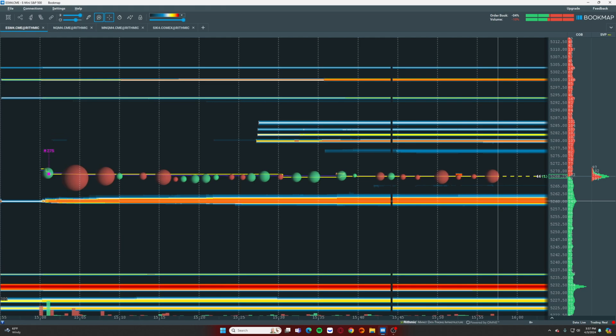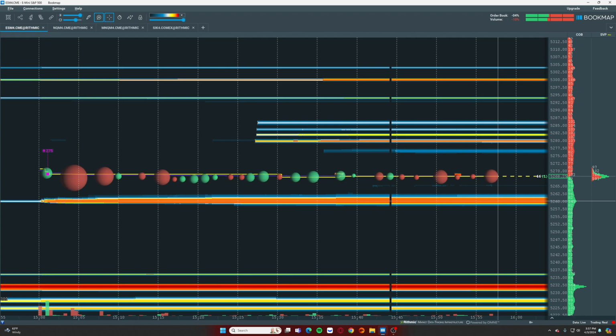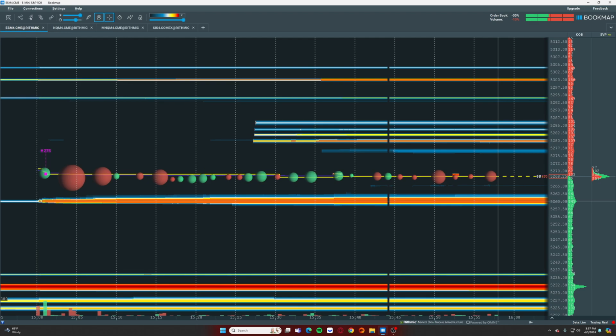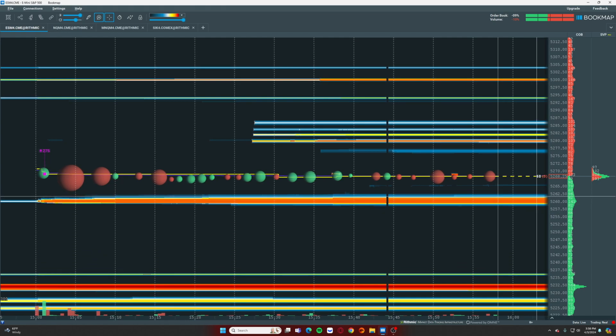So let's dive into the next topic, which is how do I know when to sell? How do I know when to buy? So let's talk about it. Anything below the bid, anything below the current price is quoted as a buy order. Okay? So these orders down here at 52.60, these are buy limit orders.